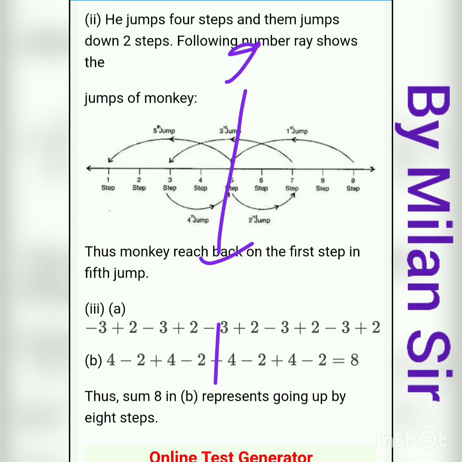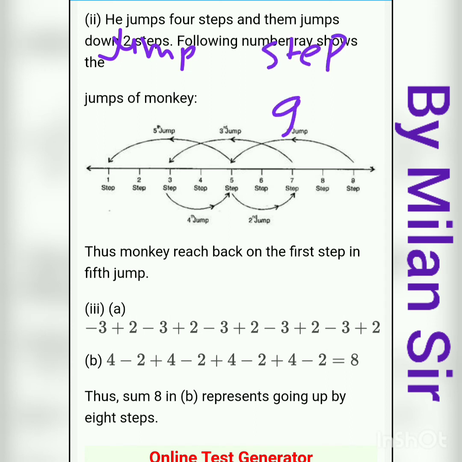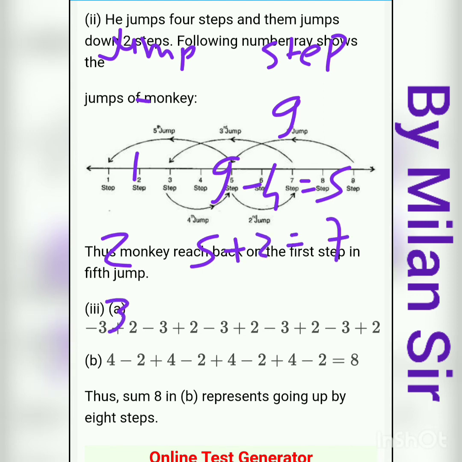So right now, again here jump and position of step, right now it is at the ninth step. Now in first jump 4 step up. For upper direction we use the negative sign. So 9 minus 4, 5. Then second jump 2 steps down, so plus 2. Then in third jump again 4 step up, 7 plus 4, and 2 steps down.